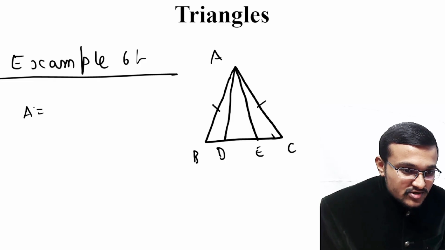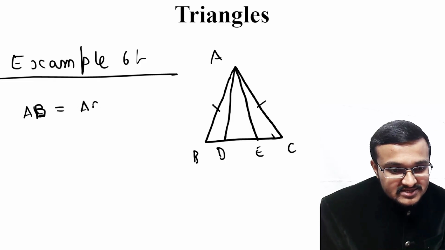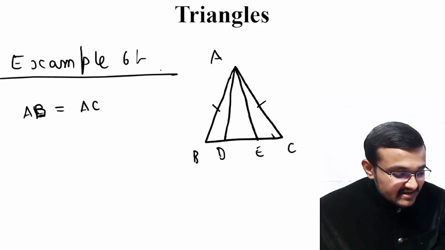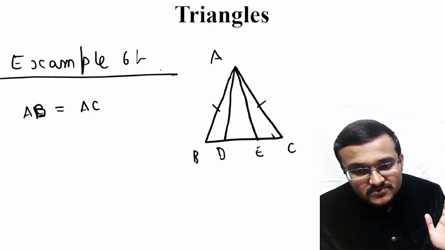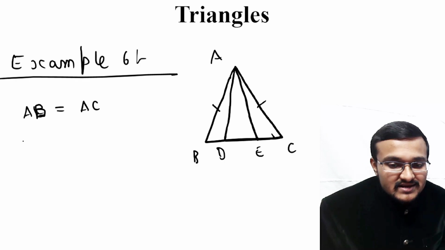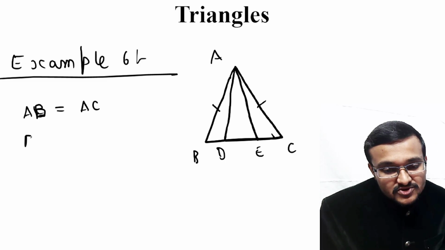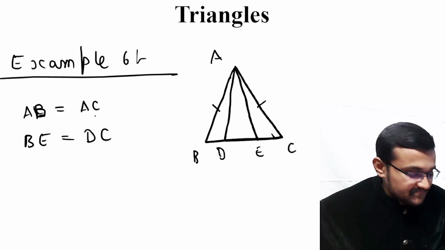So AB is equal to AC. That is what they have given here. And here D and E are points on BC such that BE is equal to CD. That means this particular line BE is equal to this particular line DC. So here we have BE is equal to DC.